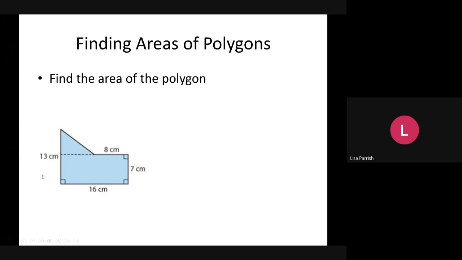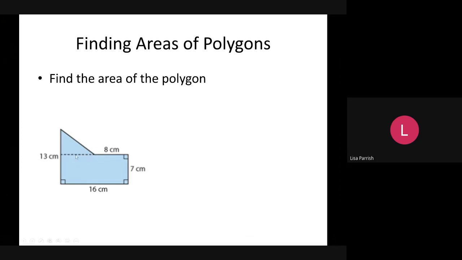Once you get that drawn and labeled, you'll notice this one's kind of helping you out. You've got this little dotted line right here. Sometimes you don't have that, but in this case, we've got this little dotted line. So that one's kind of dividing this one for you.